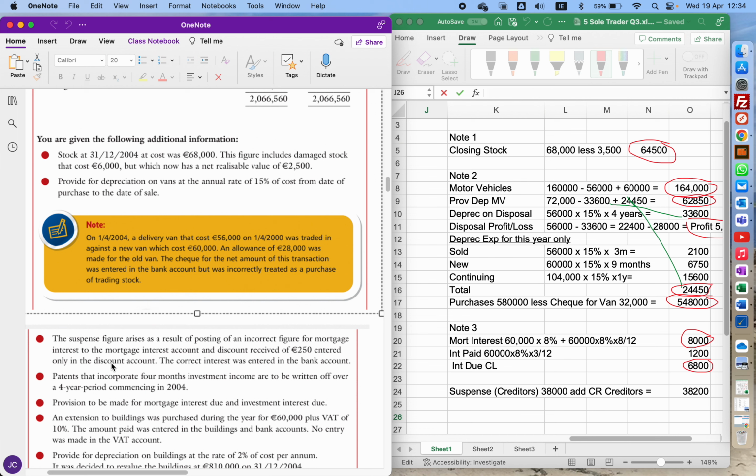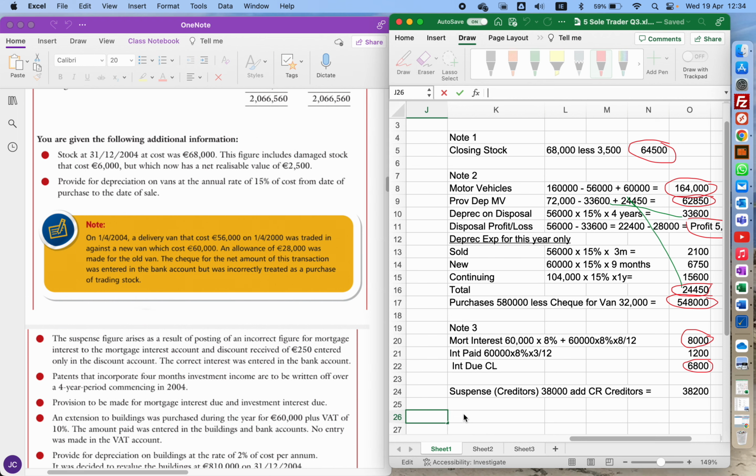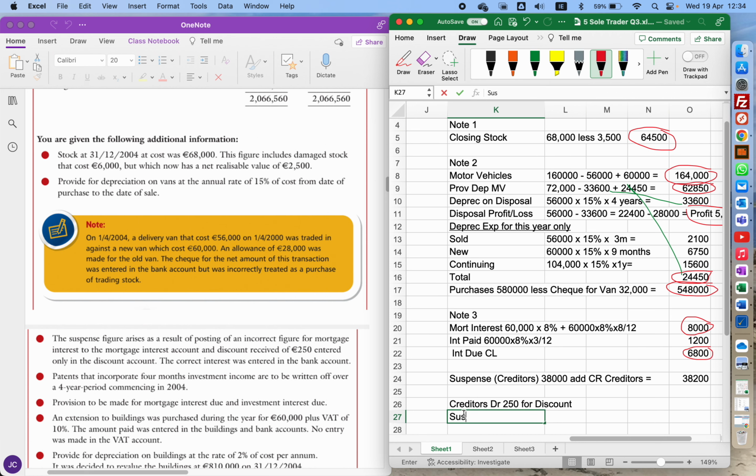Creditors, because they're the people who are letting me off the money. Is that okay? So my creditors then, I'm going to have a debit of $250 for discount. Okay, and my suspense is a credit of $250. Yeah, okay.